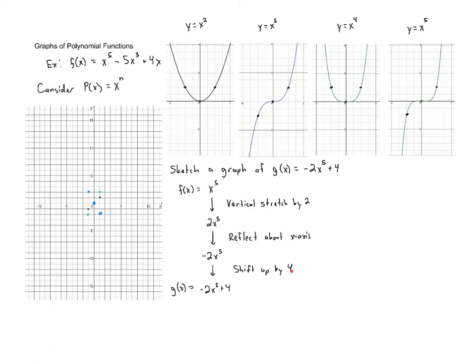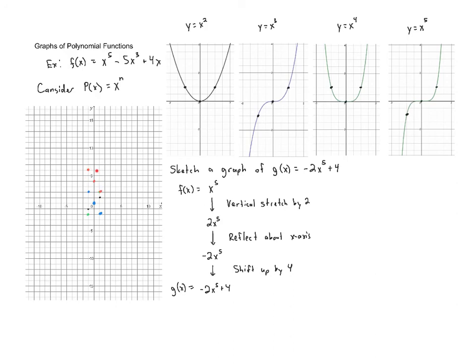And then finally, we need to shift each of these points up 4 units. So if each of these points goes up 4 units, that's going to give us (-1, 6). It's going to give us (0, 4), and it's going to give us (1, 2).